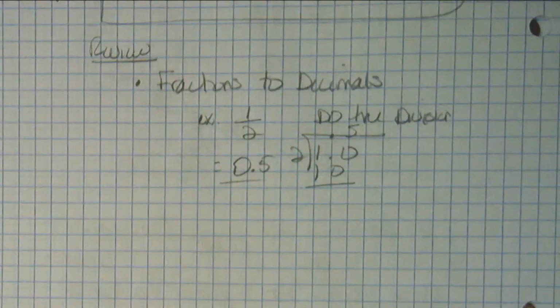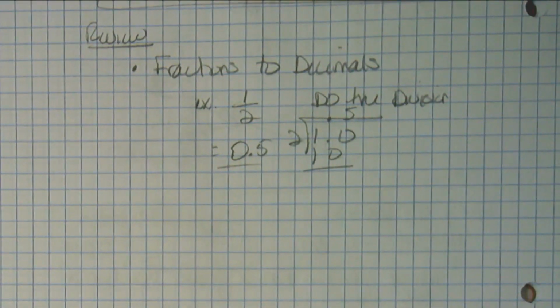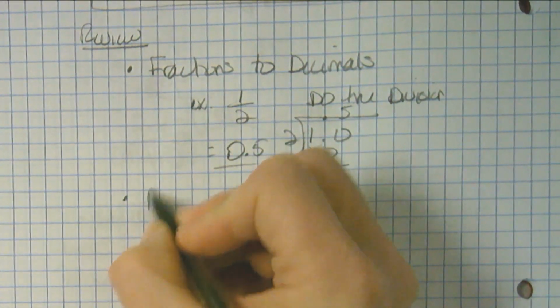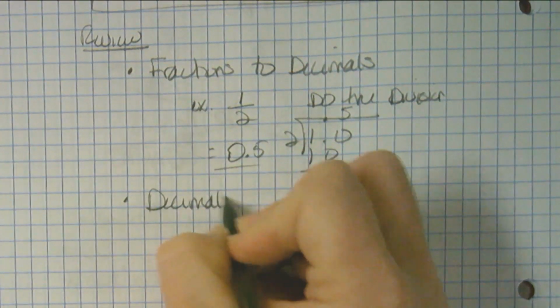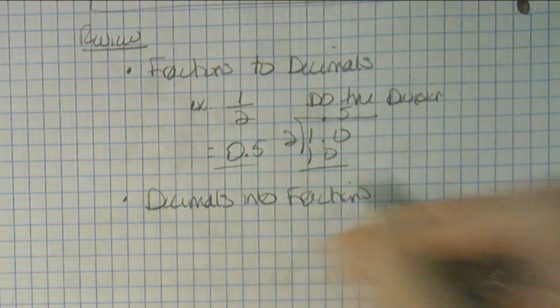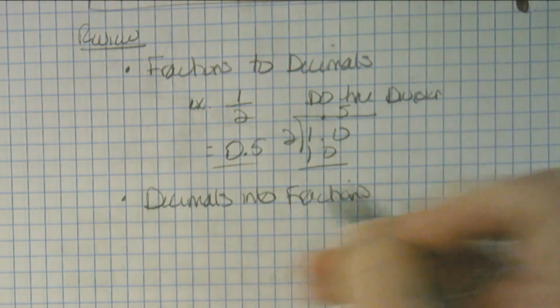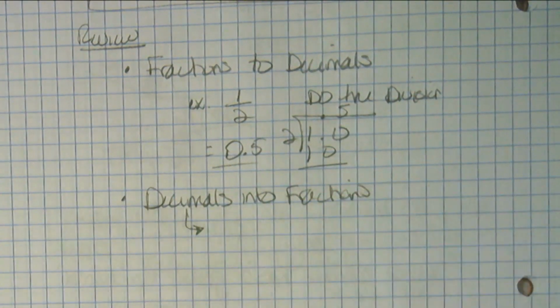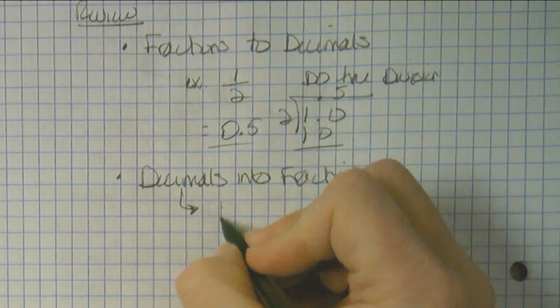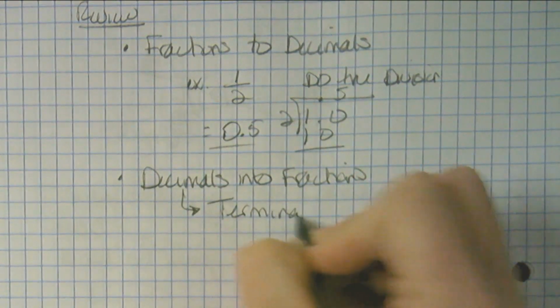So we talked about changing fractions into decimals. We also talked about changing decimals into fractions. What type of decimals did we focus on yesterday for decimals into fractions? Cullen? Yeah, we focused on terminating decimals.